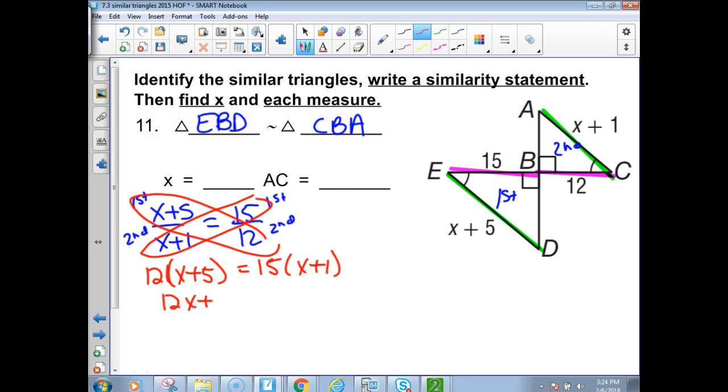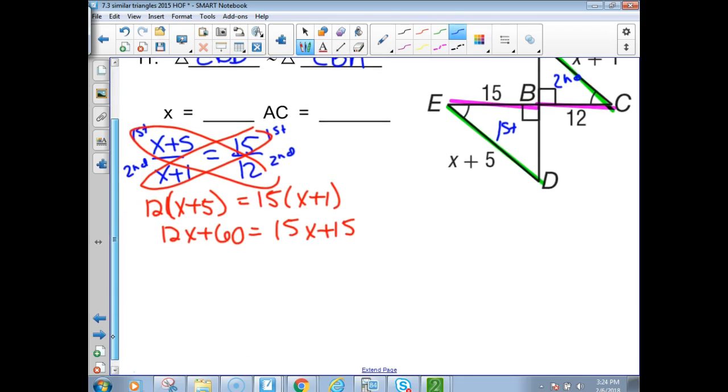All right, that gives you 12x plus 60 equals 15x plus 15 when I distribute. I need to subtract 15x. Oh, wait. Maybe I better do that since I get a negative if I did that. So don't be afraid to have your x's on the right. So I think most of you would rather subtract 12x. I'll have 60 equals 3x plus 15. I need to subtract 15 from both sides. We get 45 equals 3x.